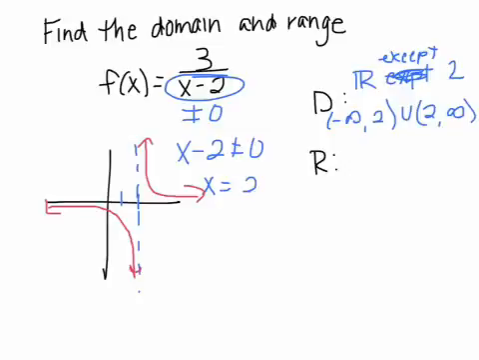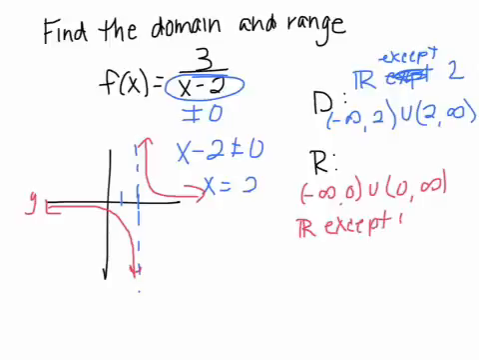So y is never going to equal 0 as well, because you can see right here that it doesn't touch it. So we can say from negative infinity to 0, then again from 0 to infinity, or all real numbers except y cannot equal 0. So we'll get into more of these functions and why they happen later, but what you need to know for the domain is that the bottom can never equal 0. So if I plug in a 2 right there, that would make it undefined.